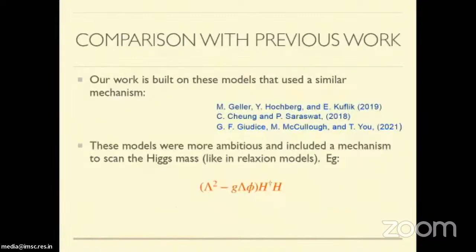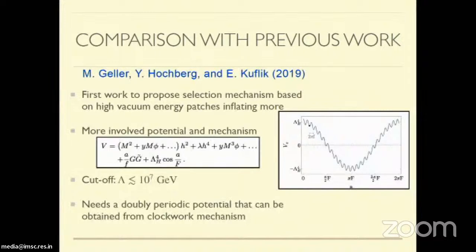So there are previous works that do this, but the main difference is that they try to have a mechanism for scanning the Higgs mass, and for that they require very complicated kinds of potentials. The other papers I was showing you. So basically they require something like the relaxion potential, where you have a periodic term, and these are very contrived. This can be motivated if you have something like a clockwork mechanism, and the clockwork is, as you know, many scalars with a very specific potential.